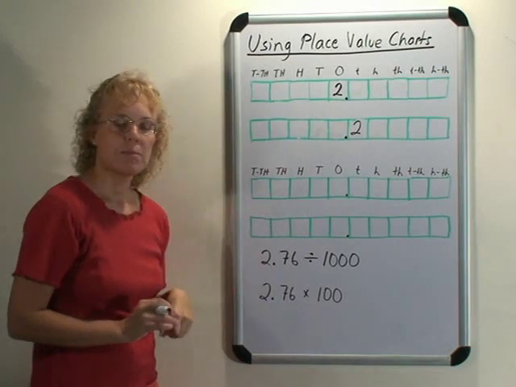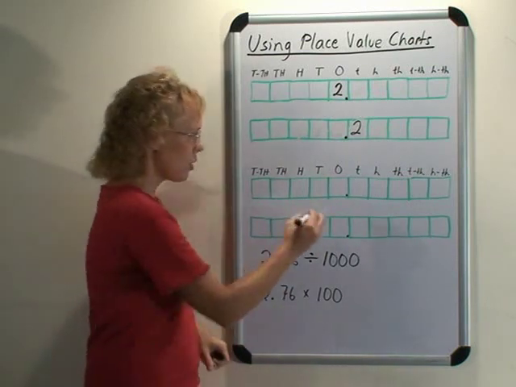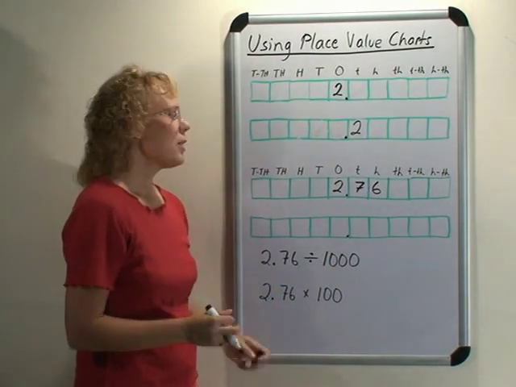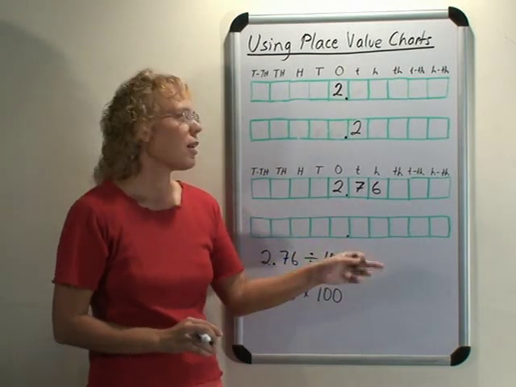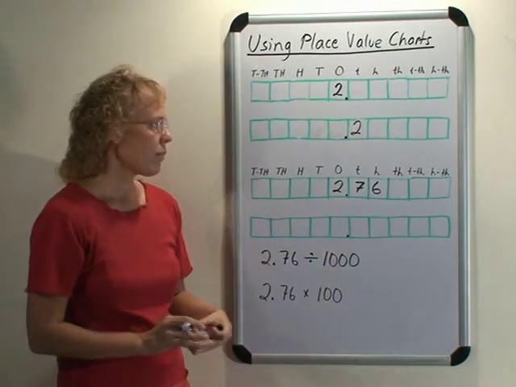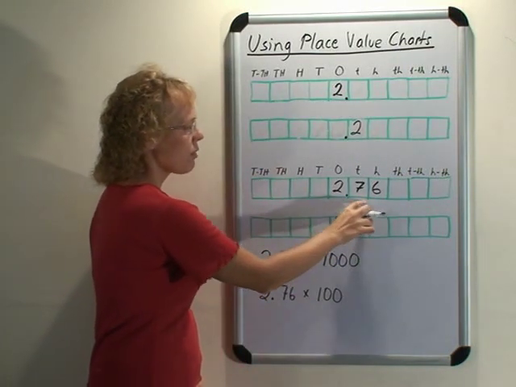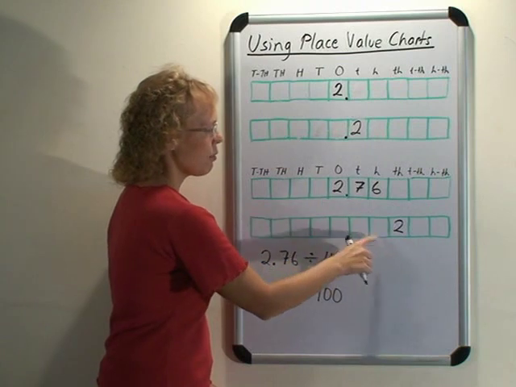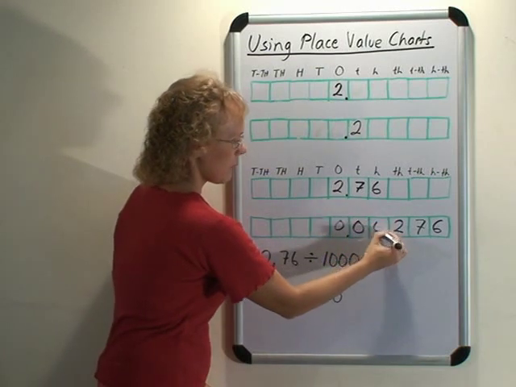Now let's look at another more complicated example. 2.76 divided by 1000. I'm going to write this number in my chart here. 2.76. When it's divided by 1000, you can think of it as 2 divided by 1000, and then 7/10 divided by 1000, and 6/100 divided by 1000. Each digit divided by 1000 separately. So it is like each digit moves separately. 2 divided by 1000, it will move 3 steps here. And then the 7 will move 3 steps here. And 6 will move 3 steps here. Zeros. Okay?